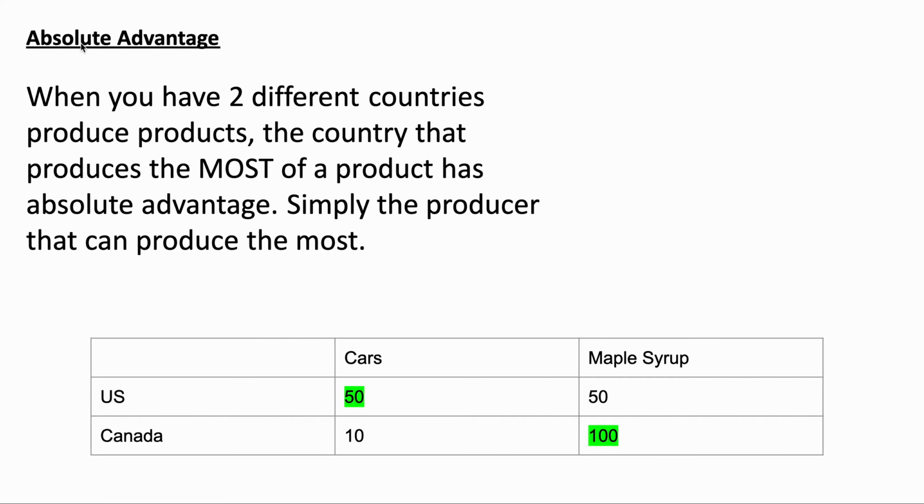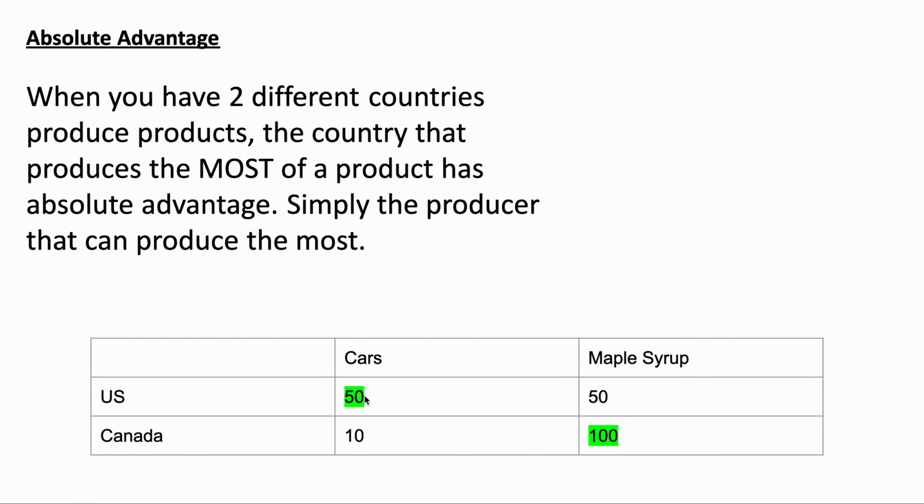So first, let's talk about absolute advantage. Absolute advantage is when we have two different countries and they're producing products. Absolute advantage is whoever can produce the most of a product. So let's look at this example. We have the United States and Canada and how many cars and maple syrup they can produce. The United States can produce 50 cars and 50 maple syrups, while Canada can produce 10 cars and 100 maple syrup. So, who has the absolute advantage?